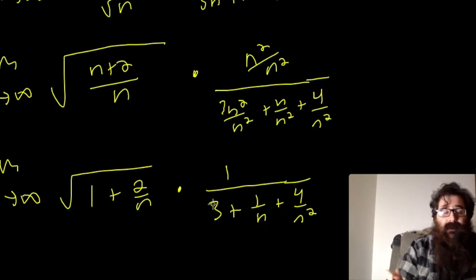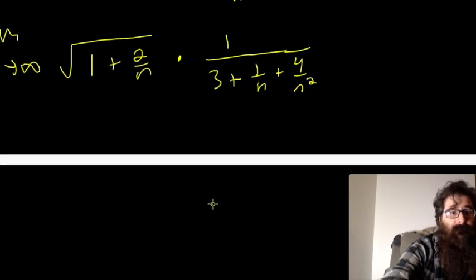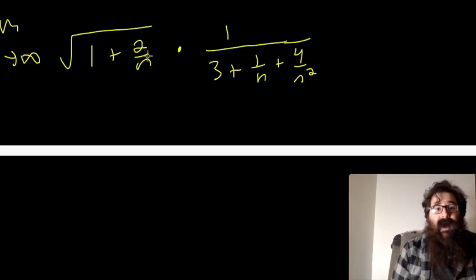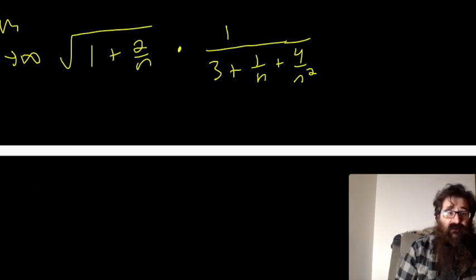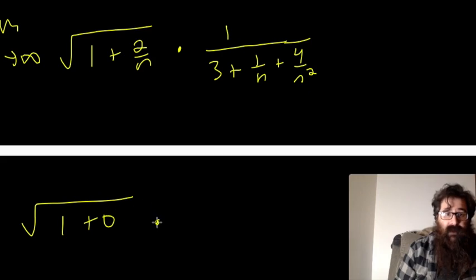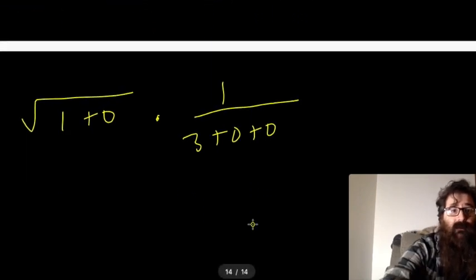Now I can talk about my limit as n goes to infinity. Any constant divided by n as n goes to infinity goes to 0. Constant divided by n squared as n goes to infinity gives me 0. So this is going to give me square root of 1 plus 0 times 1 over 3 plus 0 plus 0. And what does it look like?